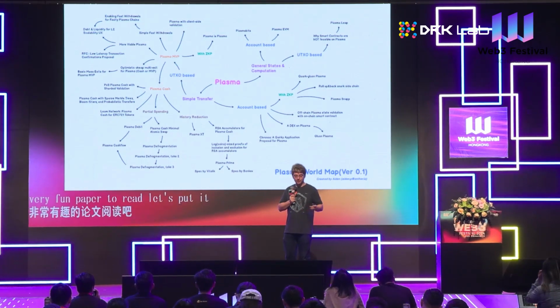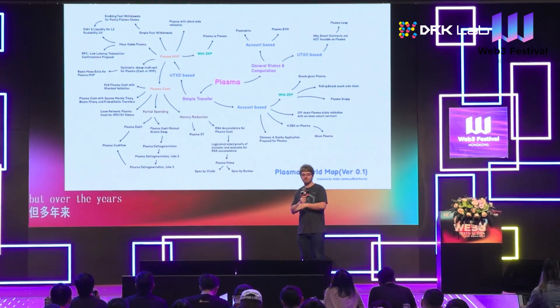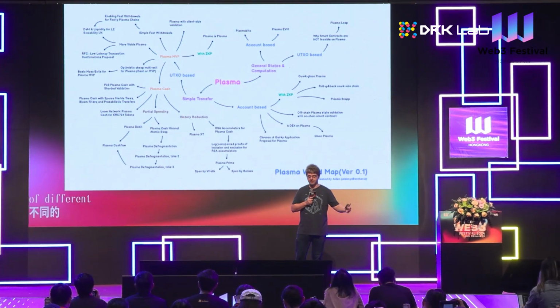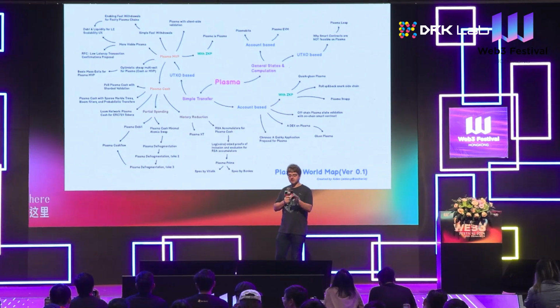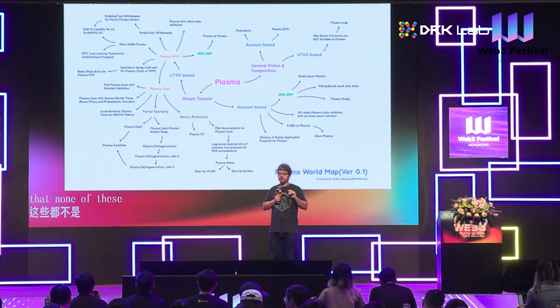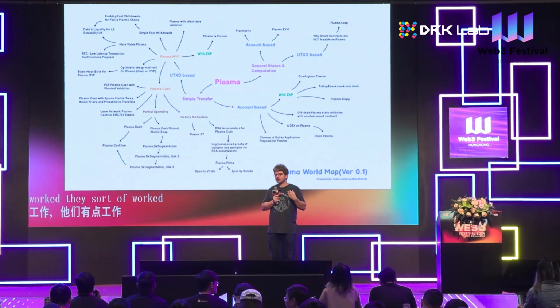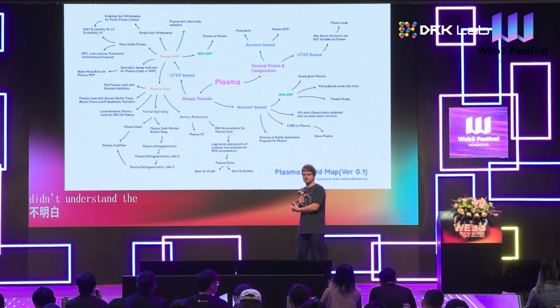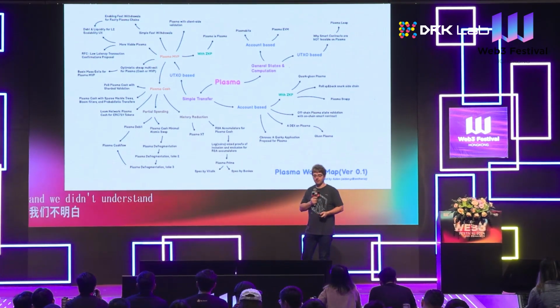But over the years, from 2017 to 2019, there was an explosion of different plasmas. There's Plasma Li, Plasma EVM, Plasma Prime. But the problem around this stage, around Plasma, is that none of these systems really worked. They sort of worked, but they were all really awful. And that's because as a community, we didn't understand the design space. We didn't understand how to design a good system that solves this problem.